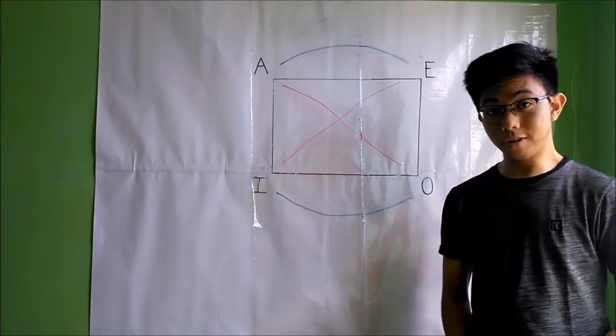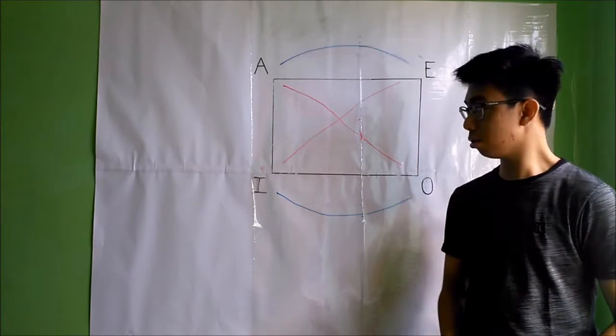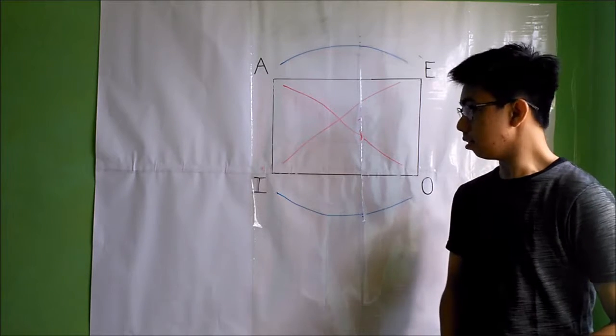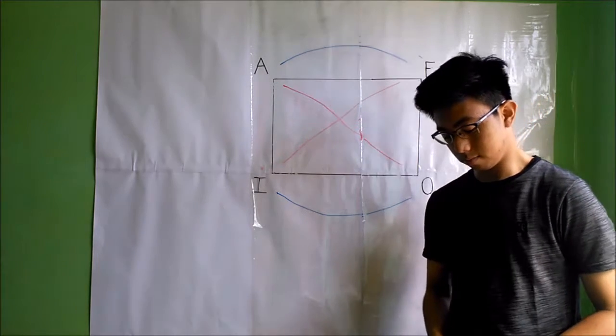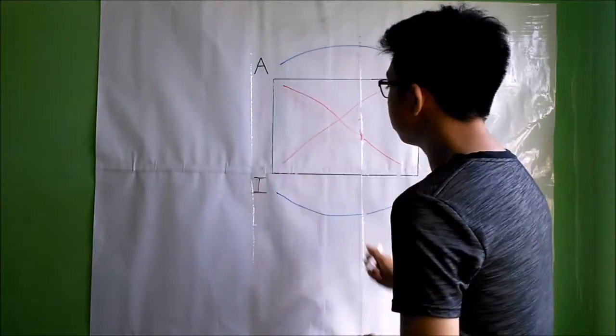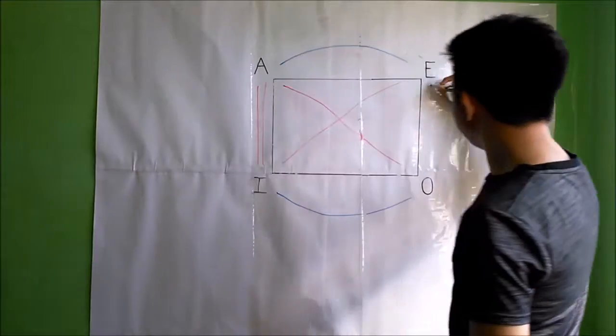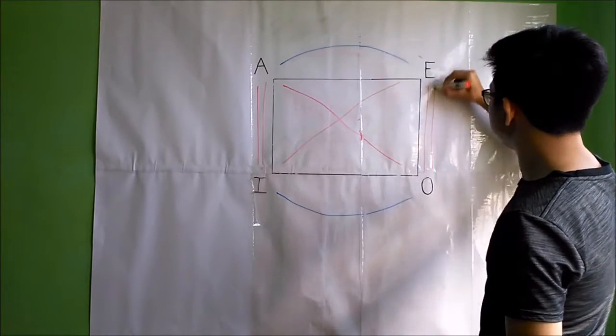And subalternation shows a relation between two propositions that differ only in quality: the A and I propositions and the E and O propositions.